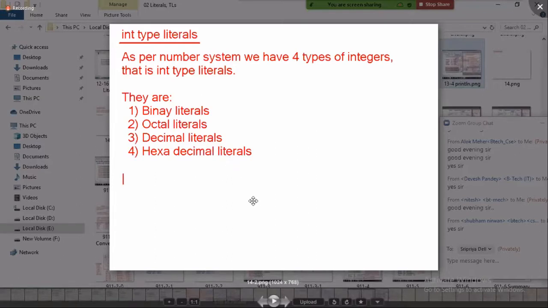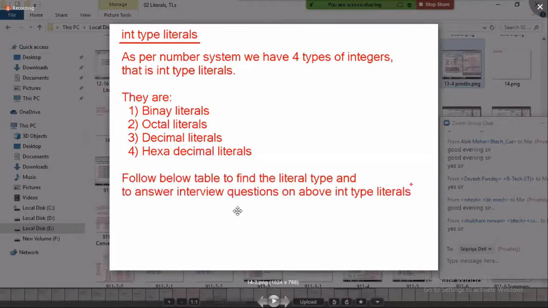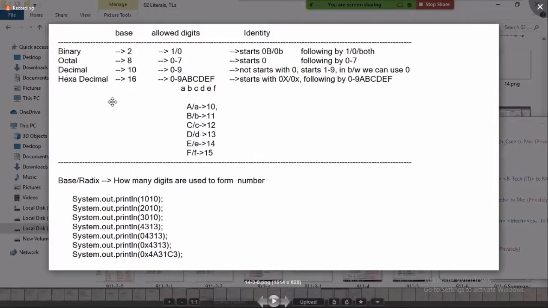How can I tell the compiler it is a binary literal? How can I tell the compiler it is an octal literal? How can I tell the compiler it is a hexadecimal literal? There is some identity. The below table we have to use to find the literal type and to answer interview questions on the above int type literals.